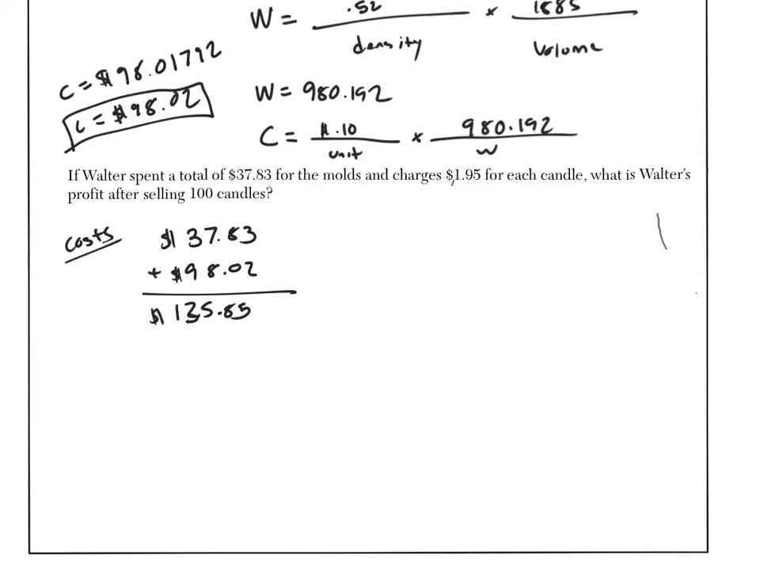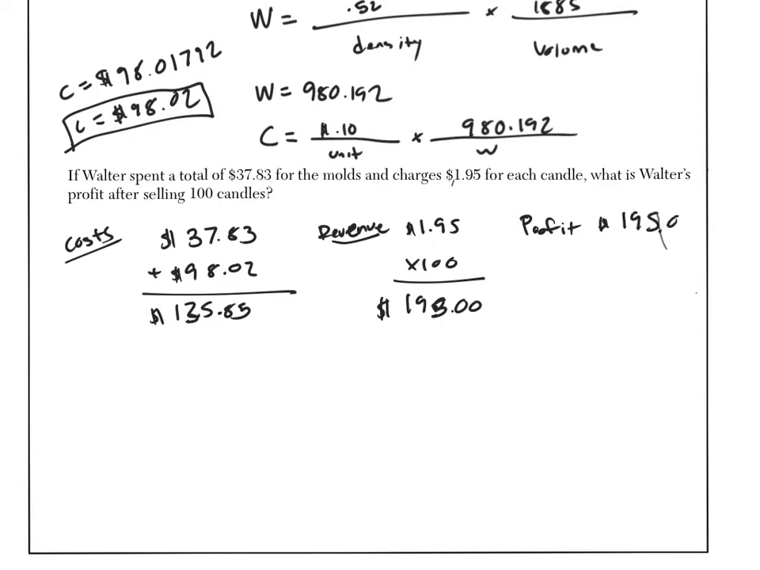All right. Now his revenue, that's how much money you take in, is going to be the $1.95 he gets from each one of them multiplied by 100. So we get $195.00. All right, and your profit is just when you subtract how much money you made and how much it all cost you. So he made $195, and all his costs totaled $135.85. Subtract those from each other to get the total profit of $59.15. Done and done.